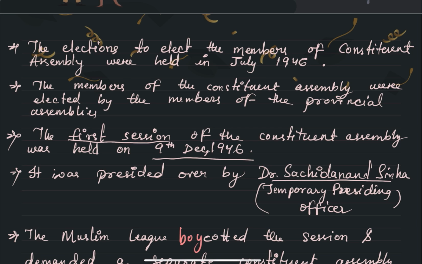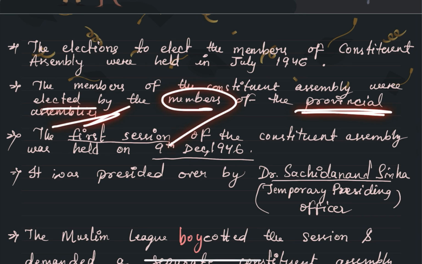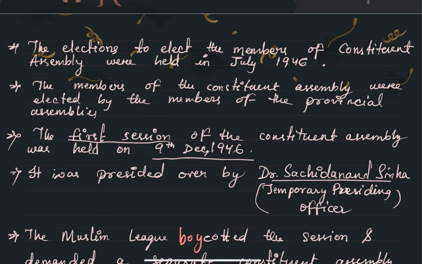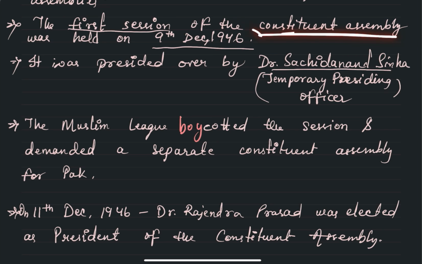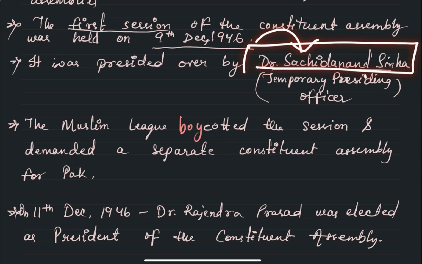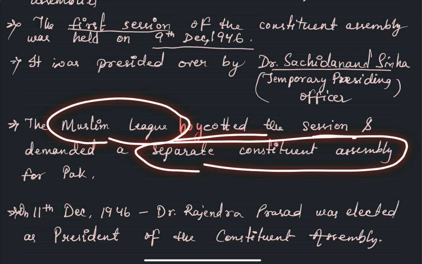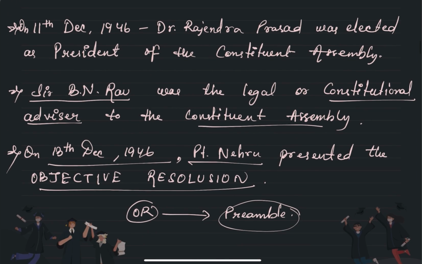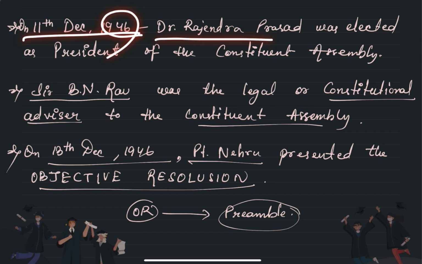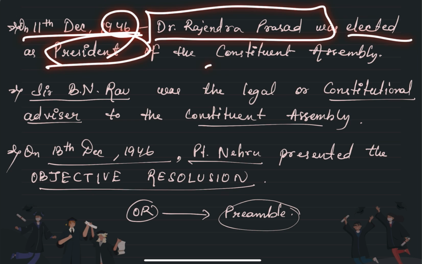Well, the elections to elect the members of the Constituent Assembly were held in July 1946. The members of the Constituent Assembly were elected by the members of the provincial assemblies of India. The first session of the Constituent Assembly was held on 9 December 1946 and it was presided over by Dr. Sachchidananda Sinha, who was the temporary presiding officer. And remember, the Muslim League boycotted the session and demanded a separate Constituent Assembly for Pakistan. On 11 December 1946, Dr. Rajendra Prasad was elected as the President of the Constituent Assembly.